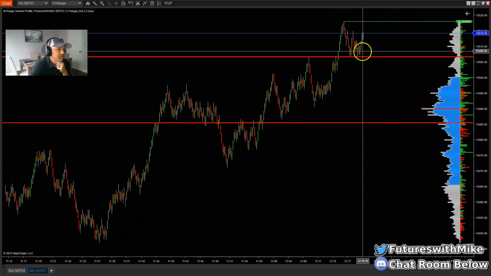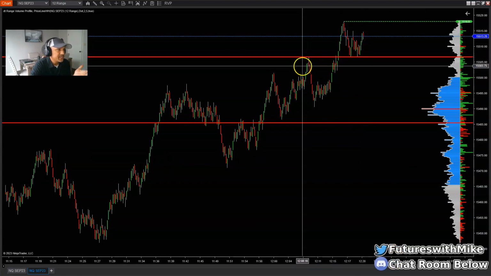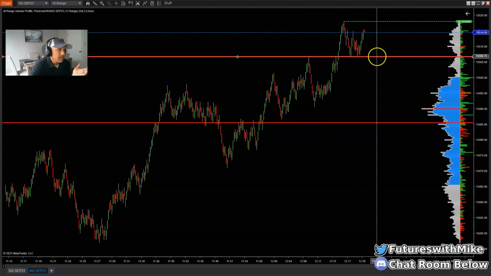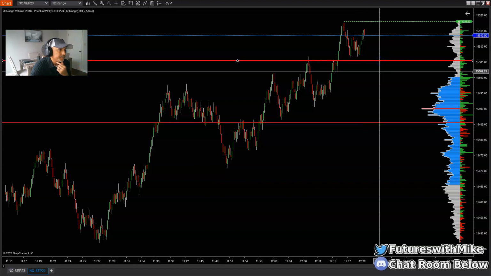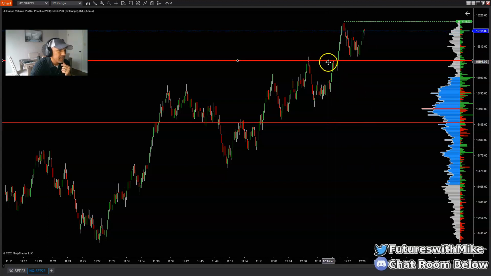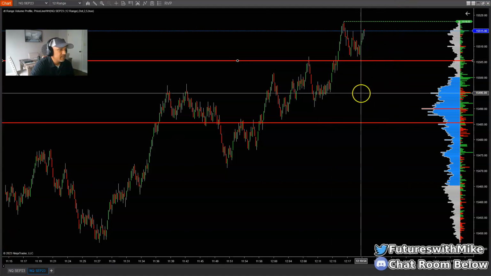Let me see here. Breaking structure to the upside. Price could pull back to this area right here. It's a little imbalance resting right here. This is a demand area, and price could take it back off.